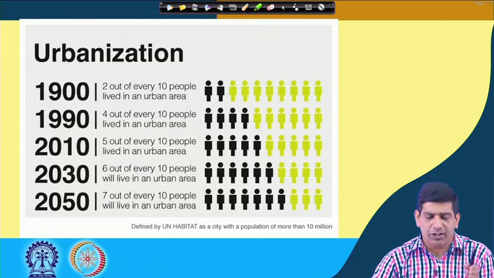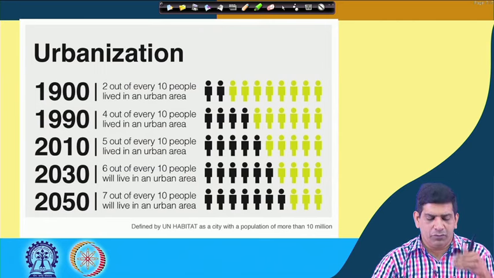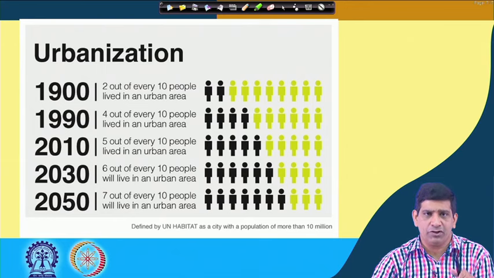Urbanization, putting it in a different perspective from the 1900s to 2050, which is a projection. The black one shows the person living in an urban area, green is the person living in a rural area. As you can see, in 1900 we have 2 out of 10 people, like 20%. Now, in 2030, which is closer to us, we are looking at nearly 60%, and in 2050 it will become nearly 70%. So 70% of the population of the world will live in urban areas. So, a huge demand on resources.